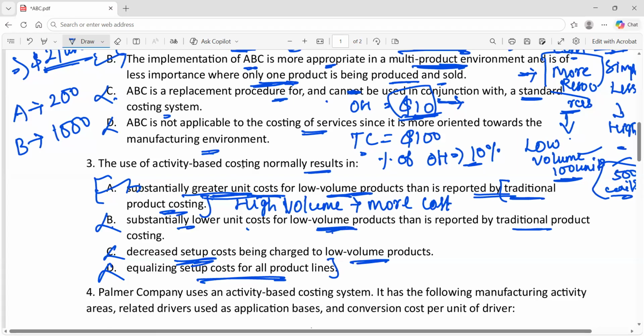One product is consuming more resources. One product is consuming lesser resources. So the product which consumes more resources should be allocated more overheads. So you cannot blindly equalize the setup cost between the product lines. The setup cost has to be allocated based on the number of setups it takes to produce a product. So option D is not the right answer.